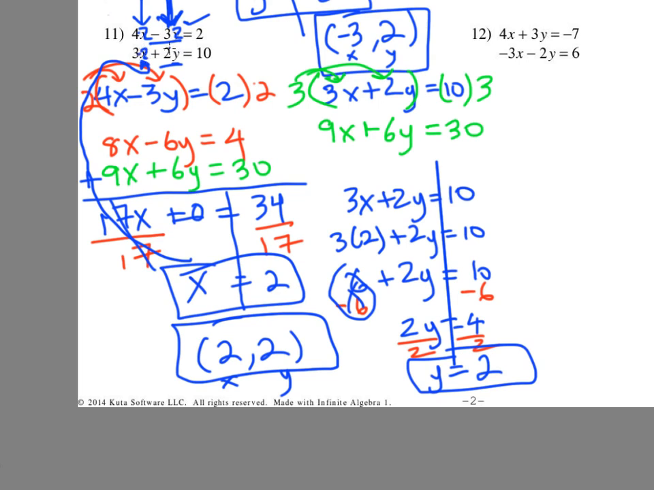Plug this in right here. Plug in a 2. What is 3 times 2? 3 times 2 is 6. What is 2 times 2? 2 times 2 is 4. What is 6 plus 4? 6 plus 4 is 10. That checks out. So 2, 2 is our solution that works for both.